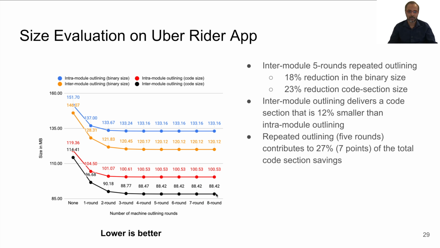Inter-module, 5 runs of machine code outlining delivers a 18% binary size reduction and a 23% code section size reduction. Inter-module outlining clearly wins over intra-module outlining. It produces a 12% smaller code. Repeated outlining by 5 times contributes to 27% of the total code section size savings.